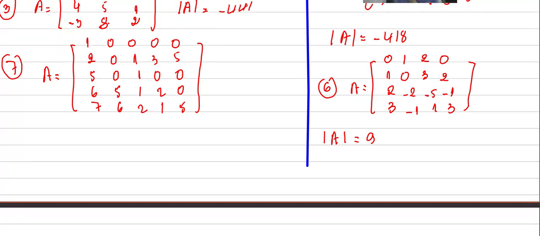So now, the way to find the determinant: first, if it is 3 by 3, it means we can find the determinant by the Sarrus method. If the determinant is 4 by 4, 5 by 5, or 6 by 6, we cannot find the determinant by Sarrus. We can only find it by cofactor expansion or by the formula of row, formula of column.